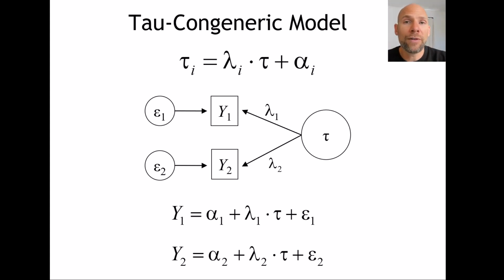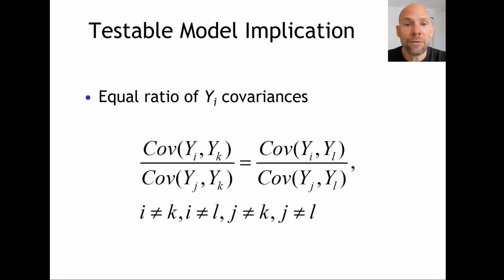With 4 or more variables, the Tau-congeneric model would be over-identified, and it does have a testable restriction with 4 or more variables, namely that certain ratios of covariances are equal.